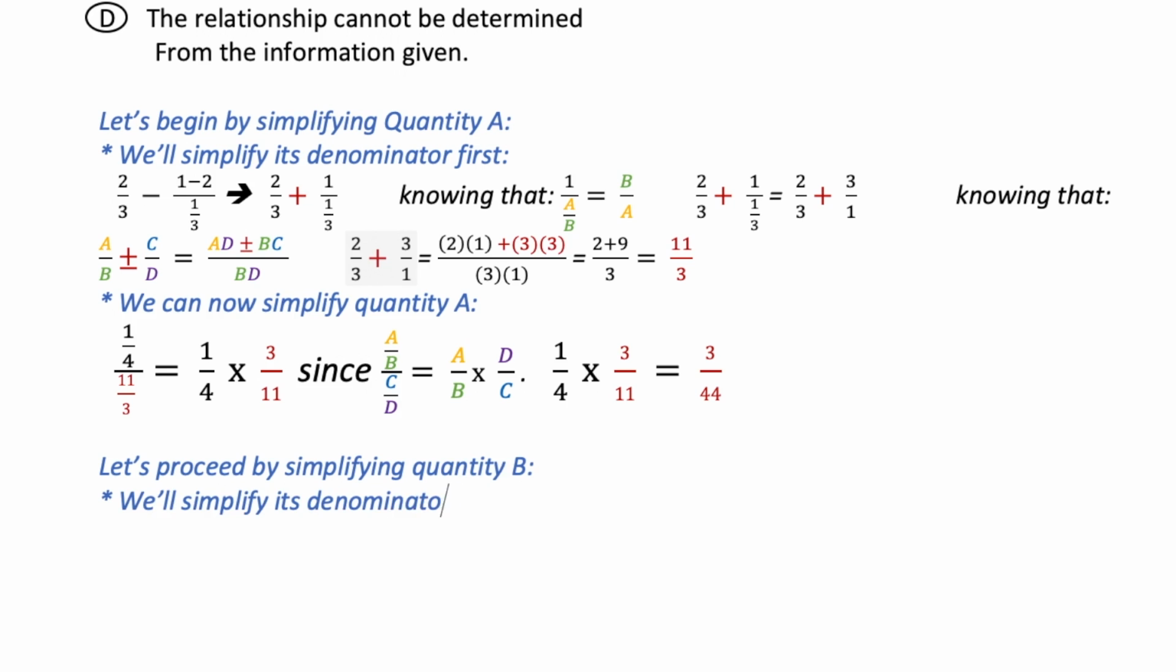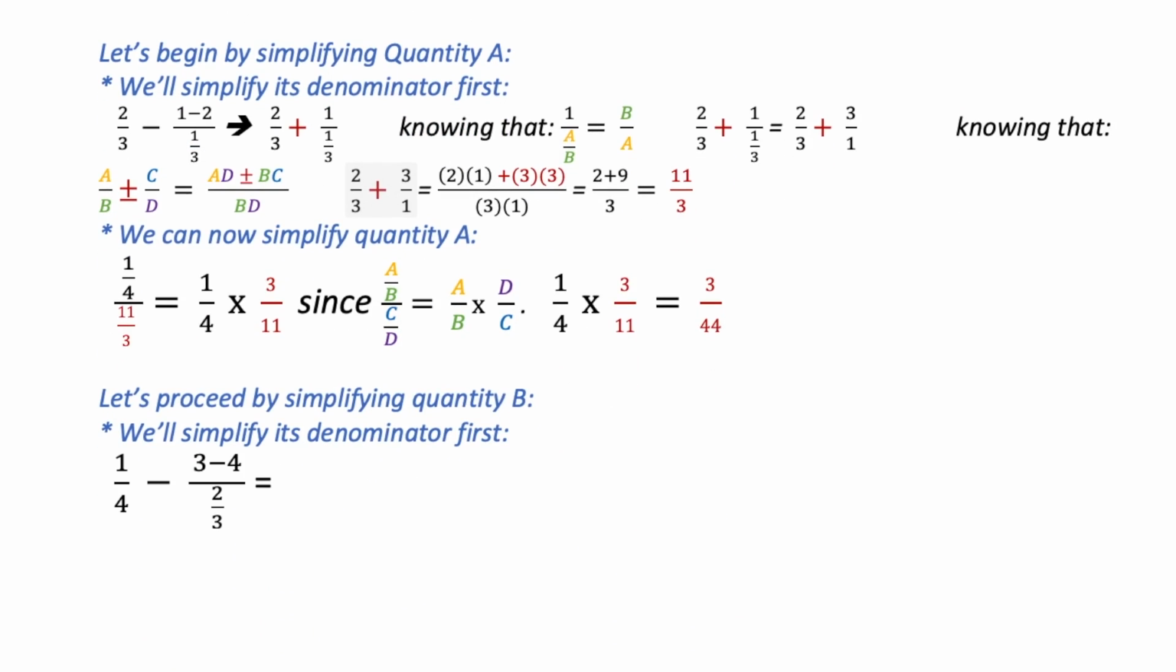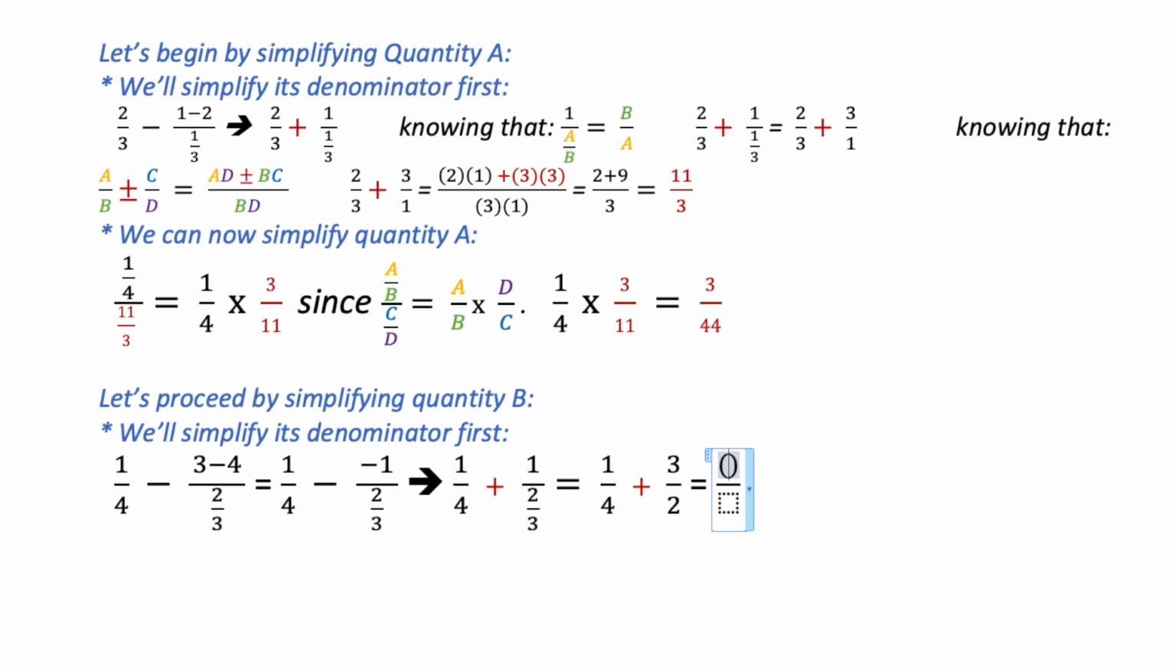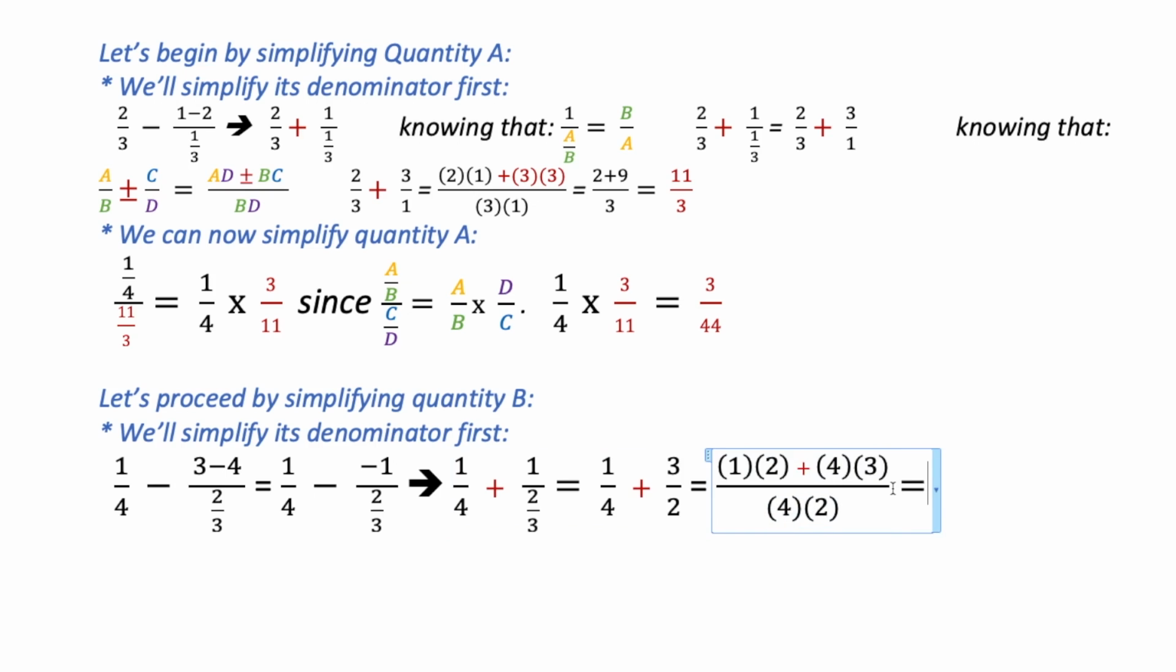We'll simplify its denominator first. Looking at the second term of the denominator, 3 minus 4 is equal to negative 1. Both negatives multiplying each other will give us a plus. Looking at the second term again, 1 all over 2 over 3 would give us 3 over 2. Using the fraction addition rule, 1 over 4 plus 3 over 2 is equal to 1 times 2 plus 4 times 3 over 4 times 2, which gives us 2 plus 12 all over 8. So we get 14 over 8.